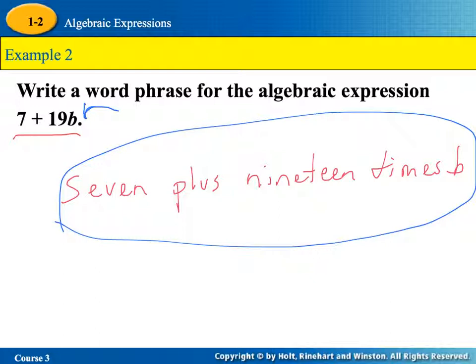You could have had 7 more than the product of 19 and b. 7 plus 19 multiplied by a number, or not multiplied by b. So many different answers that you could have come up with. Just make sure that it is similar to 7 plus 19 times b. All right? Sweet! Moving on.